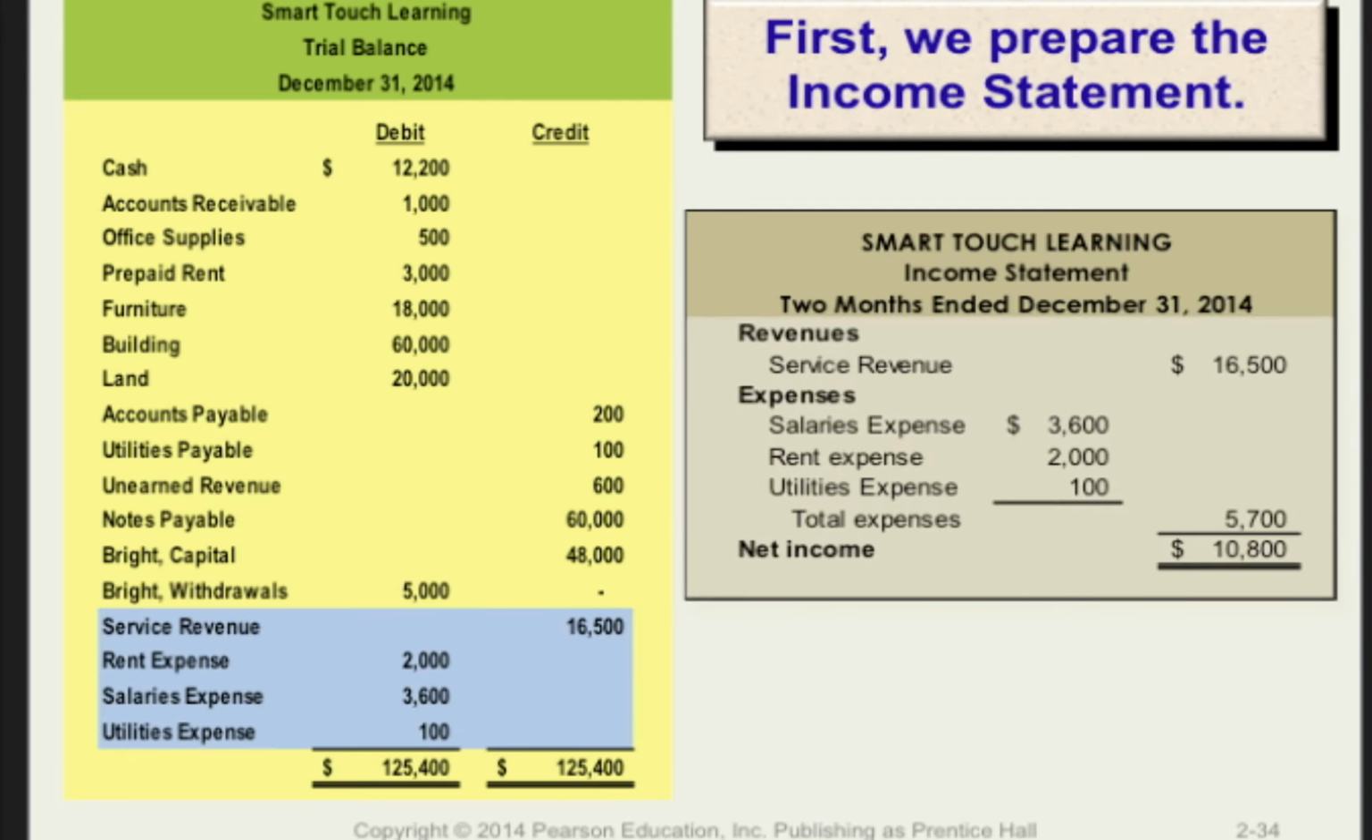As we learned earlier, the income statement is always prepared first. The information for the income statement comes from the trial balance. Once it is used in the income statement, it is not used for any other statements. The revenues and expenses are highlighted in blue here to mark the information so that we remember that the information cannot be used on any other statement.